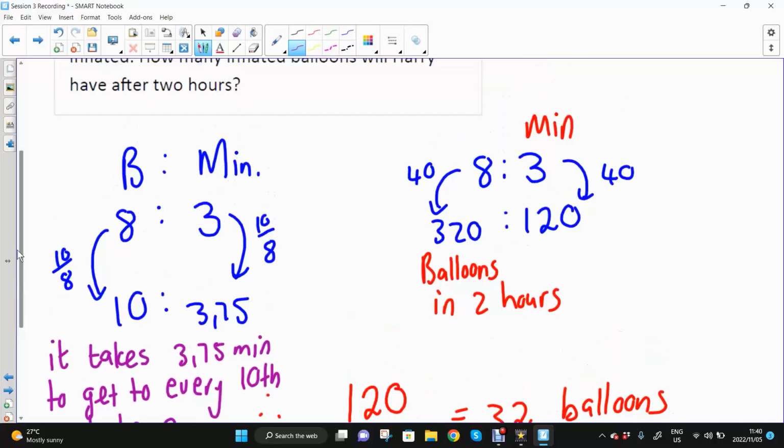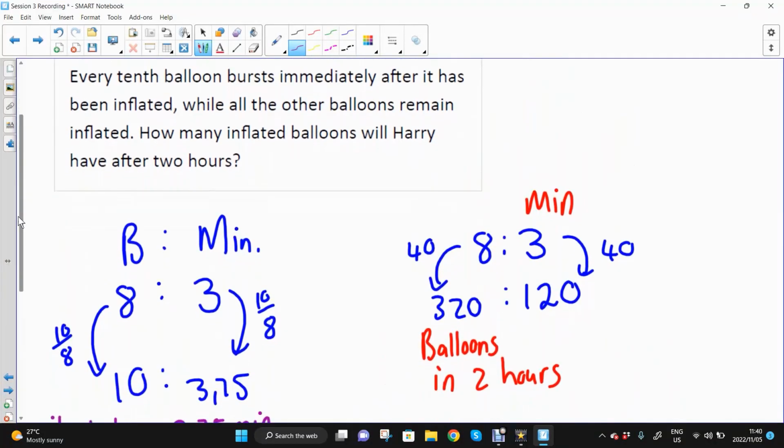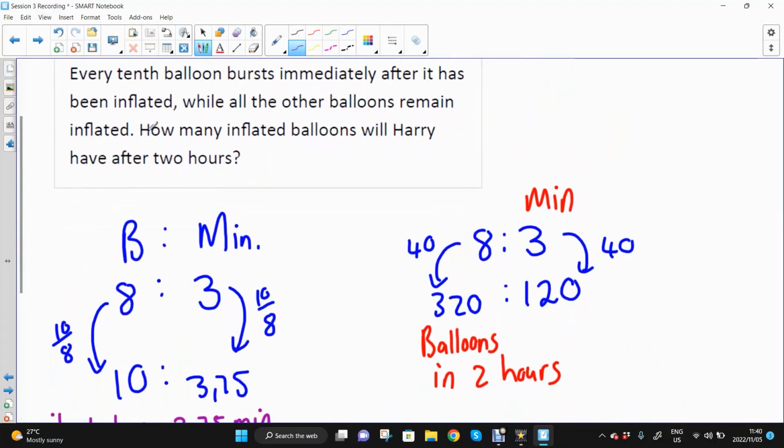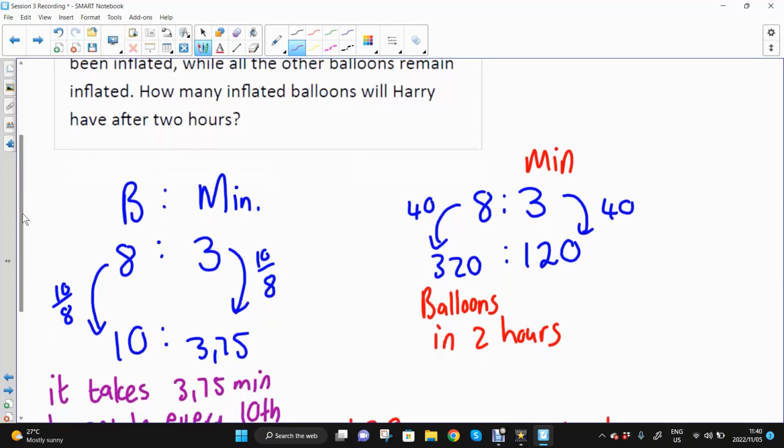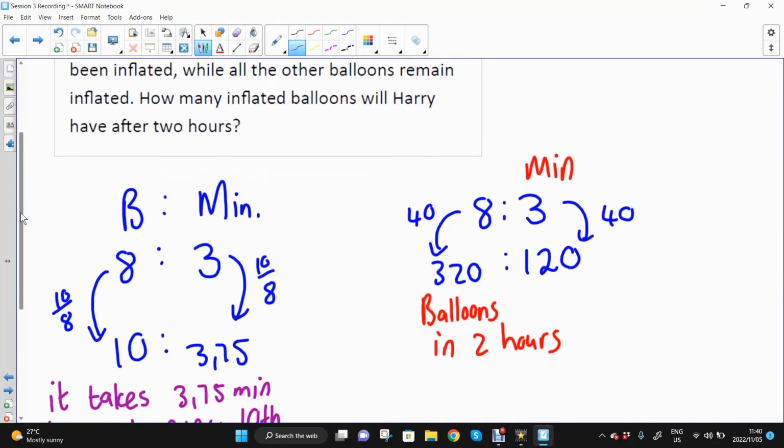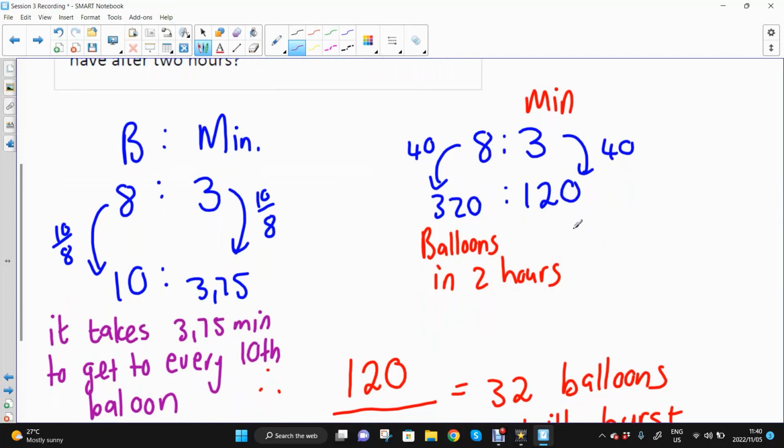Okay, let's read on. While all the other balloons remain inflated, every 10th balloon bursts immediately after it has been inflated. Well, how many inflated balloons will Harry have after 2 hours? So after 2 hours, that is going to be 120 minutes. So on the right-hand side, what I wanted to check was how many balloons would I have blown up by 120 minutes. After 2 hours, how many balloons will I have?